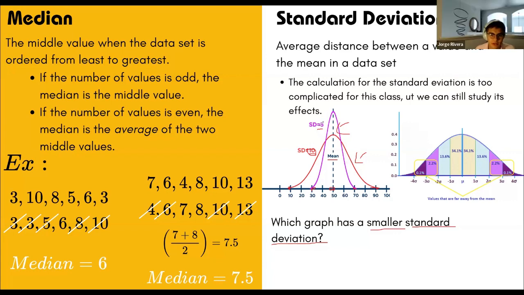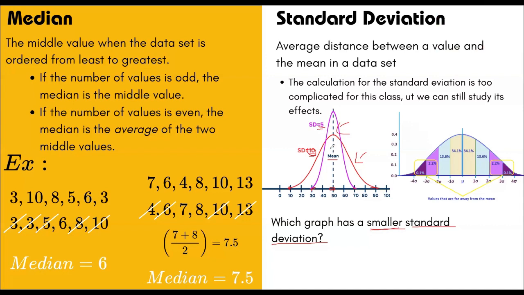Standard deviation is given right here. So this one has a standard deviation of 5, and this one has a standard deviation of 10. So which one has a smaller standard deviation? Oh, so the purple one. The purple one, right? But how is that shown in the graph?